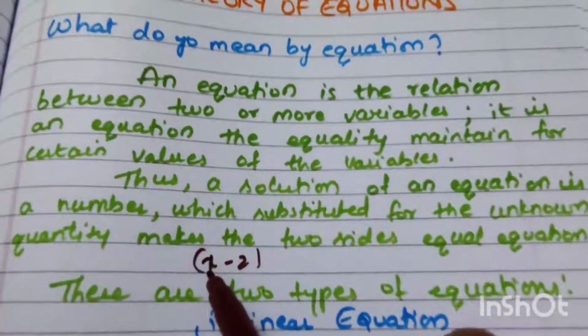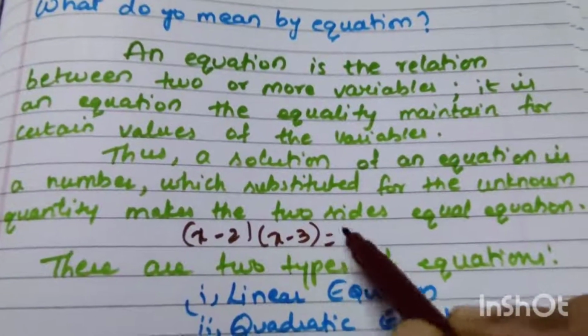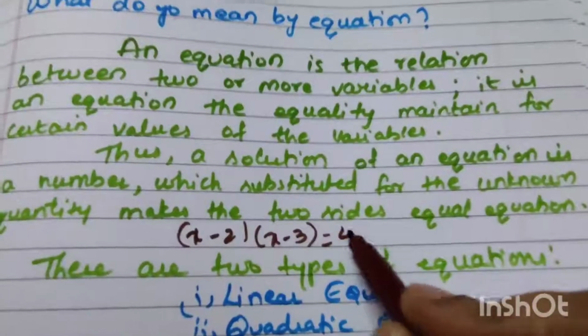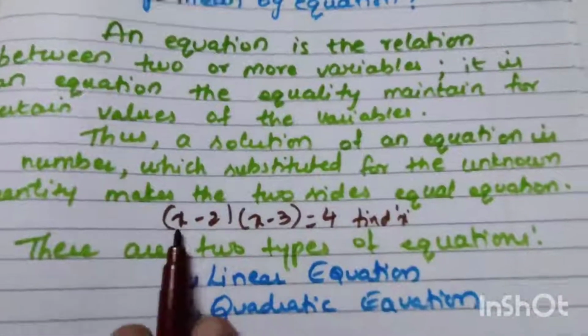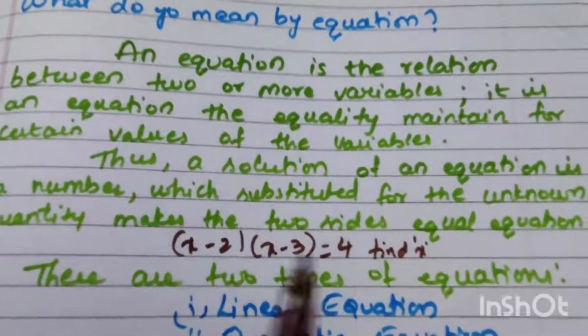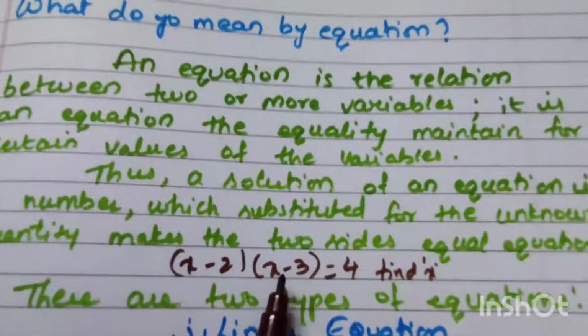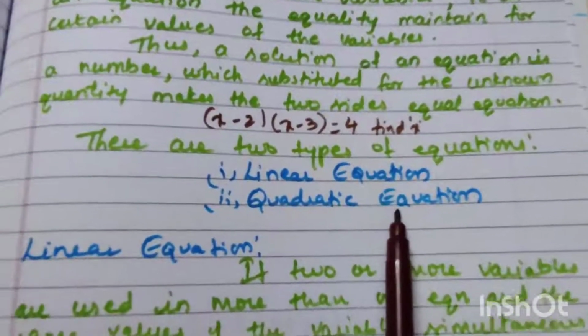These are unknown variables. Okay, x minus 2, x minus 3 is equal to, the other side is suppose 4. Find x. That means you are finding the value of x. If you know the value of x, you can know this, right? So this is nothing but what is called an equation. Again, here there are two types of equations: linear equation and quadratic equation.